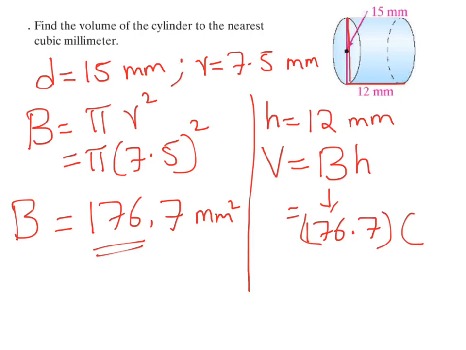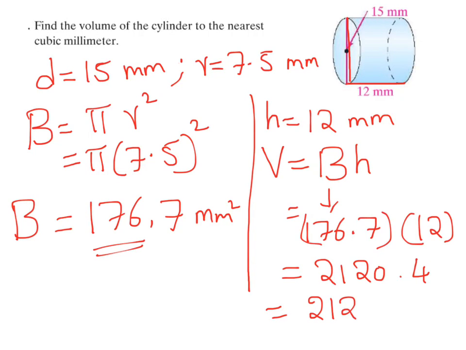times the height of the cylinder, which is 12, which is going to be equal to 2120.4, which is approximately 2120 millimeter cube. That is the volume of the cylinder.